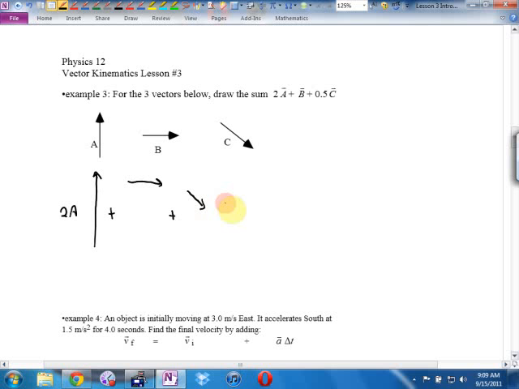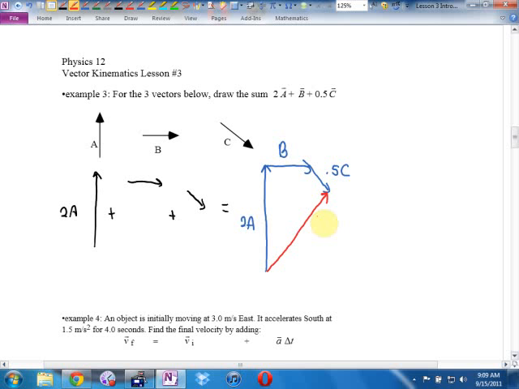2A plus B plus 0.5C. I think there's my resultant in red, from the tail of the first to the tip of the last vector. Doing the trig here would be a little awkward.